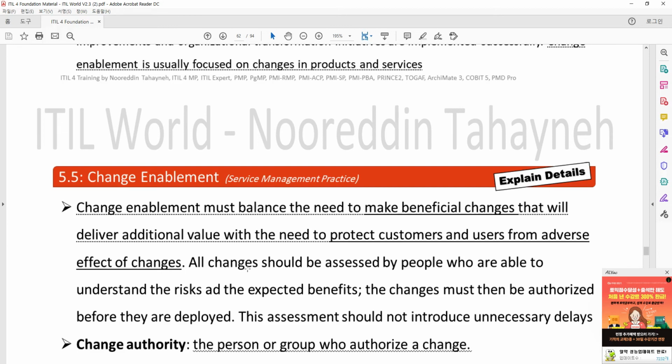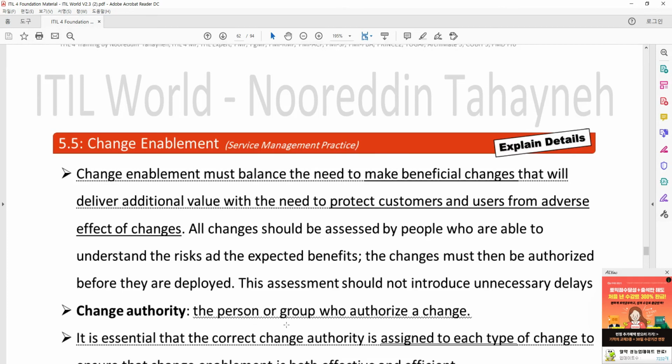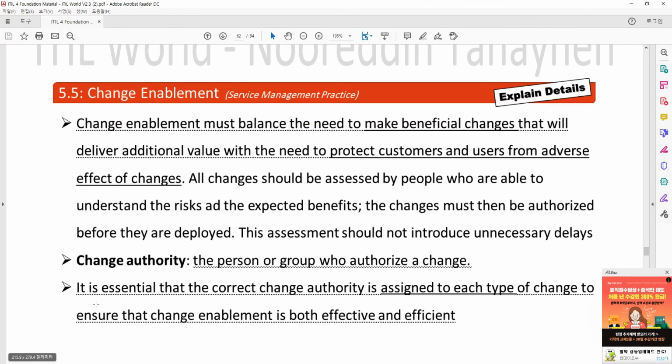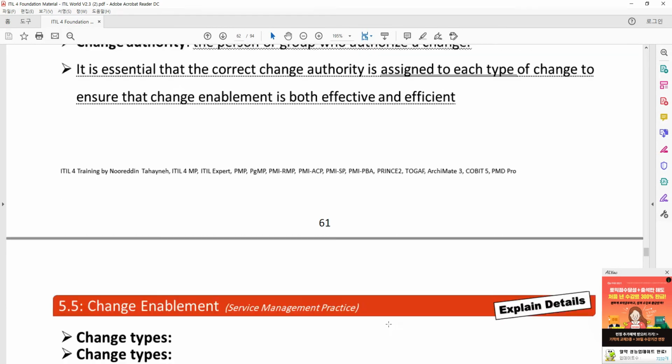All changes should be assessed by people who are able to understand the risks and the expected benefits. The changes must then be authorized before they are deployed. This assessment should not introduce unnecessary delays. Change authority: the person or group who authorizes a change. It is essential that the correct change authority is assigned to each type of change to ensure that change enablement is both effective and efficient.